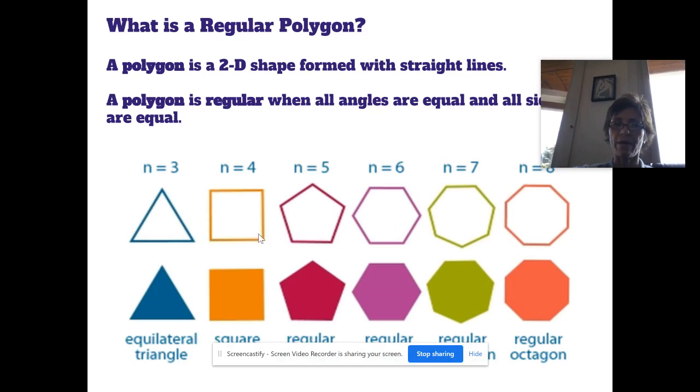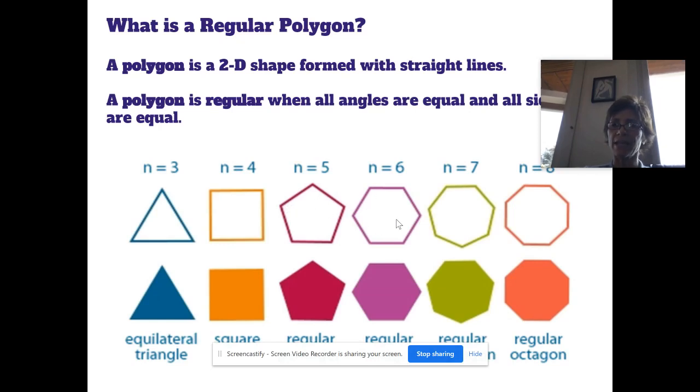Next one is a square. A square is a regular polygon. All sides are the same, are equal, and all angles are called right angles, 90 degree angles. Here we have a regular pentagon. All sides and all angles are equal, and there are five sides.